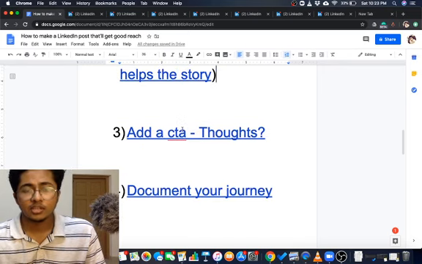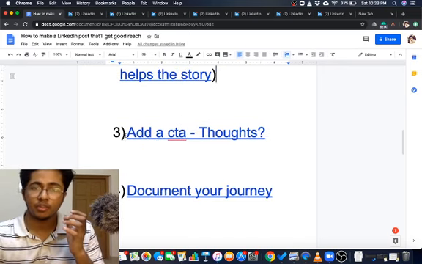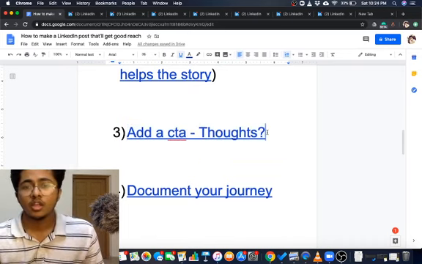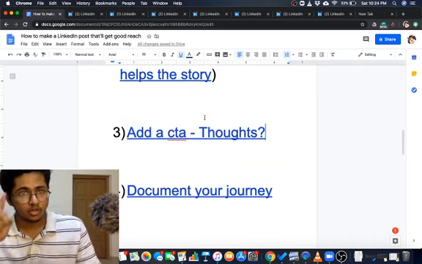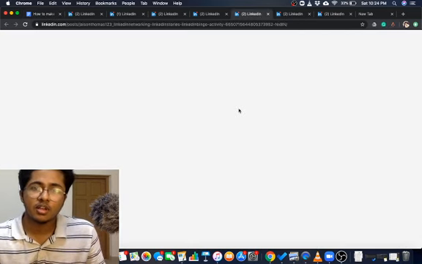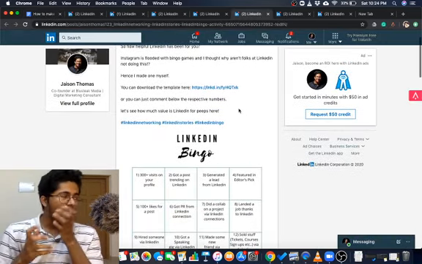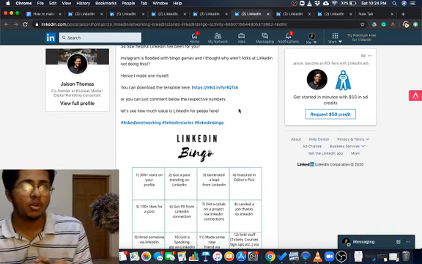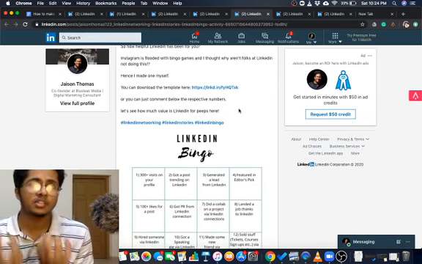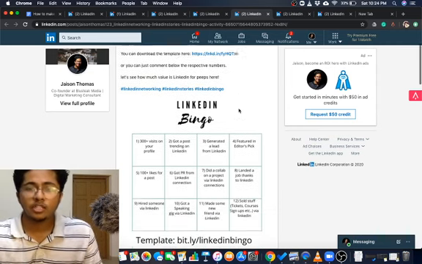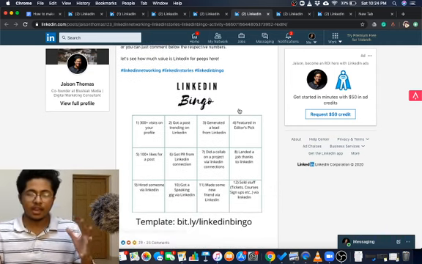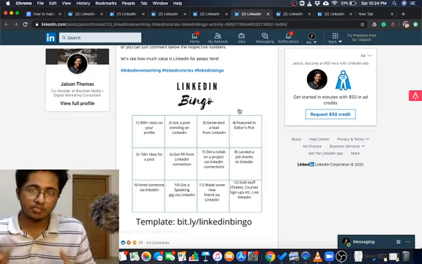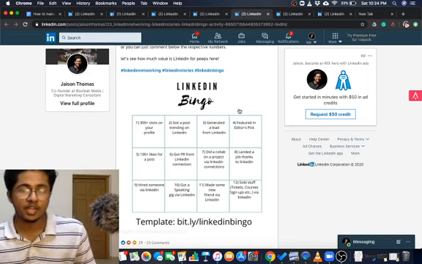The third one is about adding a CTA. For those who don't know what a CTA is, it's known as a call to action. It means that you should always try to bring up a post that people can actually comment on, or that gives them a reason to comment. So in this post I had an idea of bringing in the Instagram bingo challenge, which is becoming really popular on Instagram these days.